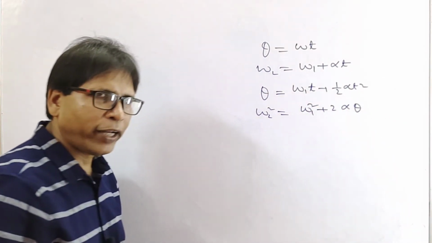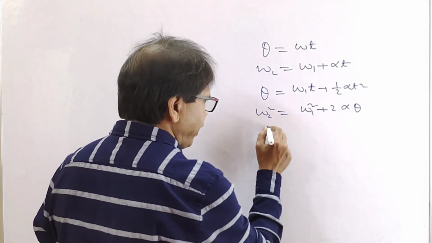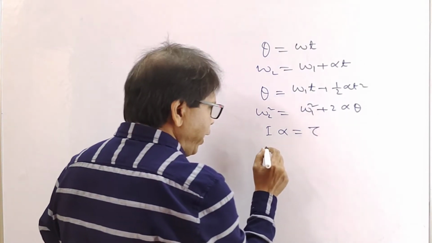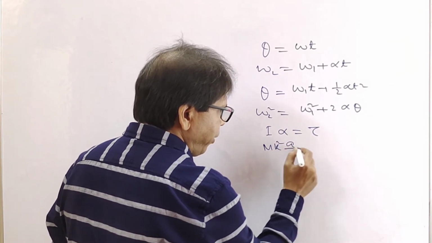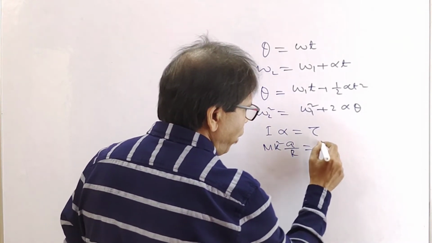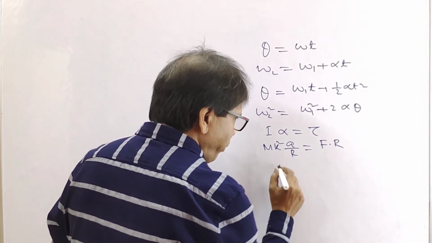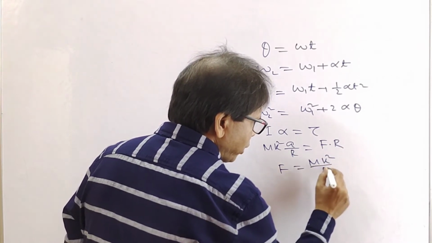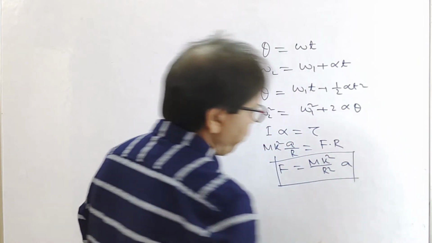Now the dynamics of rotational motion: I alpha is equal to tau. I alpha means M k square times alpha, where alpha means a by r, and tau equals F into r. So here F equals M k square by r square into a. Okay, now angular momentum.